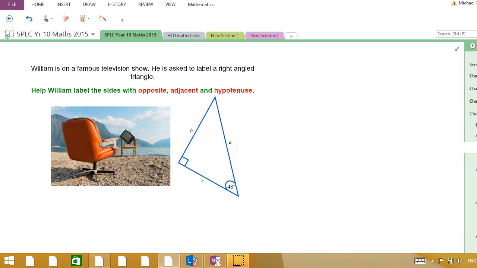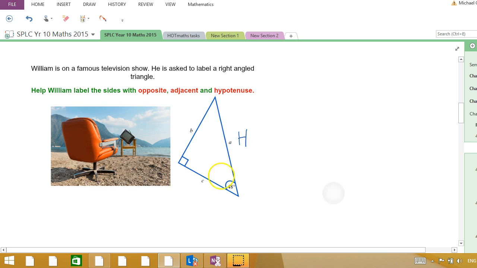So here we are. William's on a famous television show and he's asked to label a right-angled triangle. Help William label the sides with opposite, adjacent and hypotenuse. Pretty straightforward. We're all familiar with this now. Remember, the hypotenuse is the longer side. It's always opposite the right angle. So across from the right angle, you'd be putting an H for hypotenuse there.